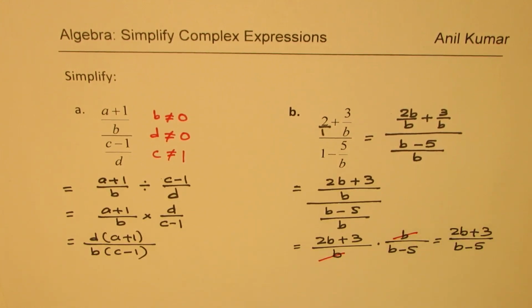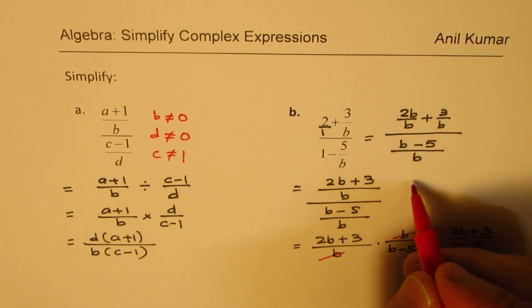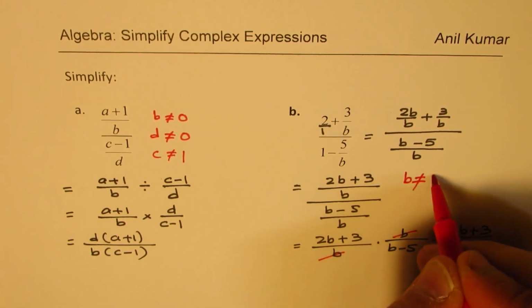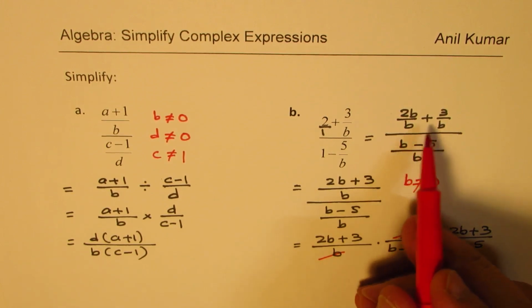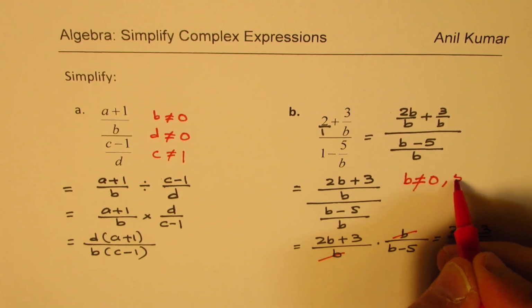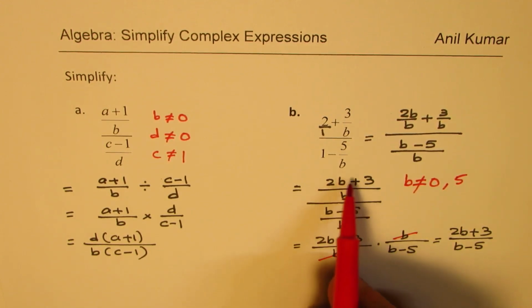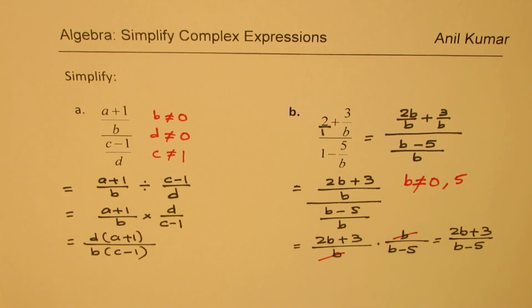Now here, can you tell me what are the restrictions? Well, b cannot be 0. Okay, so let me write restrictions here. b is not equal to 0. Then b minus 5, so b is also not equal to 5. Otherwise b minus 5 will be 0 and we'll be dividing the numerator by 0, which is not permitted. In the end, you also see that b minus 5 is there. So we have two restrictions in this particular case, right? So I hope that is absolutely clear.